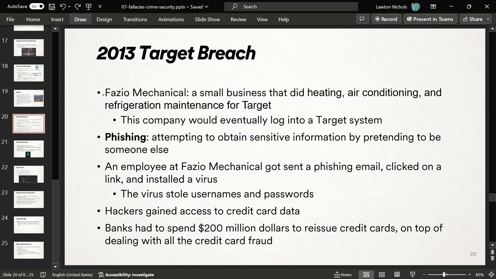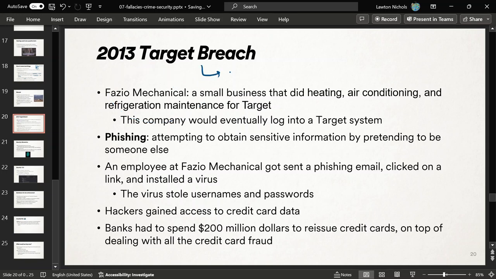So back in 2013, a contractor was working for Target. They were called Fazio Mechanical. They were doing HVAC stuff: heating, air conditioning, refrigeration, maintenance for Target, which is fine. But they were given passwords, and so they would eventually log into a Target system and run their software to fix their AC or whatever. And so it was these people who got hacked.